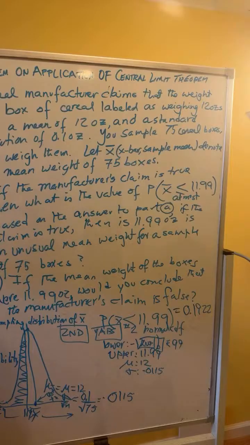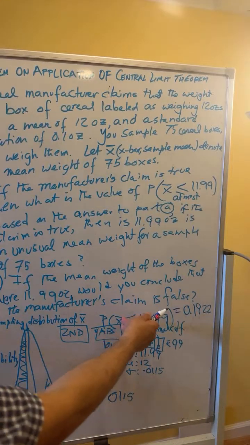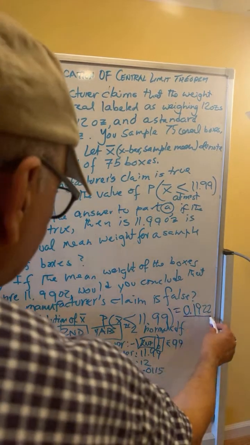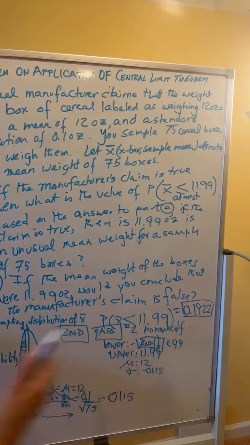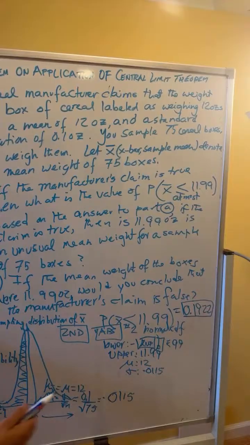Okay. So part B: based on your answer, is 11.99 an unusual mean weight for a sample? Well, there's a 19% chance that the sample mean weight is less than or equal to 11.99. The 19% chance comes from the probability, or the area under the sampling curve below 11.99. So is it an unusual mean weight? Not exactly. I mean, it's greater than 0.05.